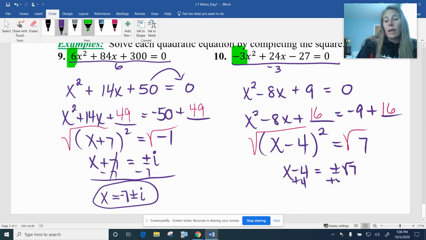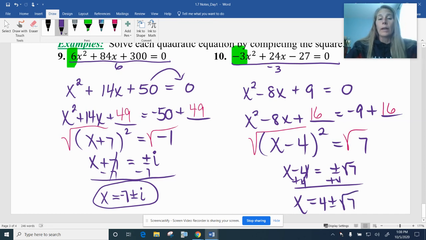Lastly, using square roots to solve, x minus 4 equals positive or negative radical 7. And then finally adding the 4 over, x equals 4 plus or minus radical 7.